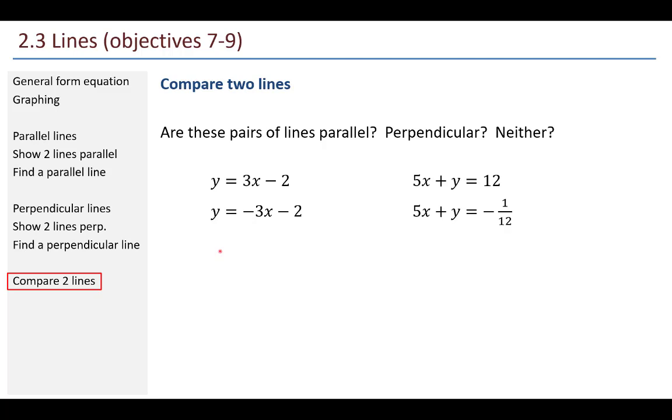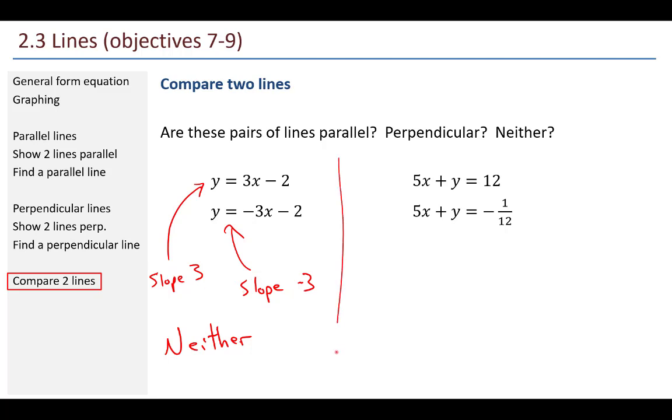What about these pairs of lines? Can I tell if these pairs of lines are parallel? Are they perpendicular? Are they neither? Take a look at the first two. This first line has slope 3. How about that second line? Oh, that has slope -3. Are these parallel? Perpendicular? Neither? They're neither. They're not the same slope. If they were exactly the same, they would be parallel. And they're not quite negative reciprocals of each other. They're only negatives.